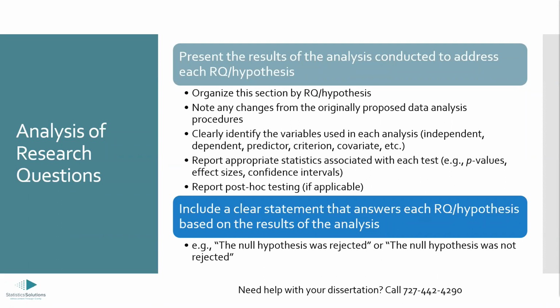And then for each analysis that you're conducting, you want to include a clear statement that answers each research question or hypothesis based on the results of the analysis. So you want to make it very clear for each hypothesis, if you're presenting them in null and alternative format, whether the null hypothesis was rejected or not rejected, and also explain how you arrived at that conclusion. So this would typically mean the p-value for your test was above or below 0.05, and that's how you'd make the determination to reject or not reject the null hypothesis.